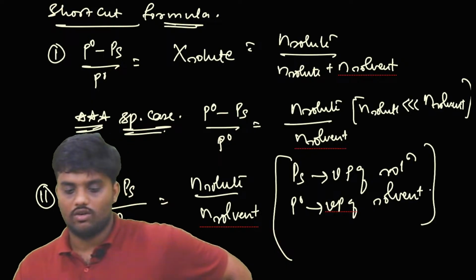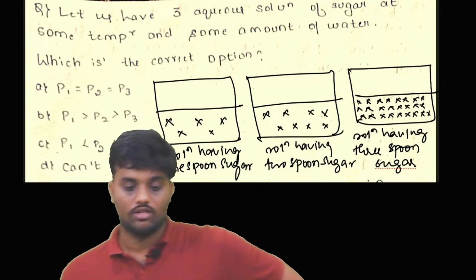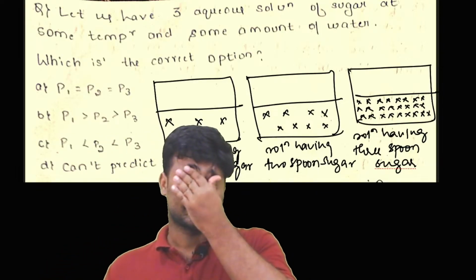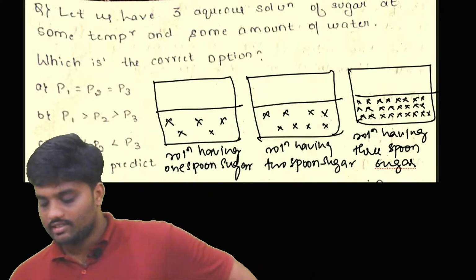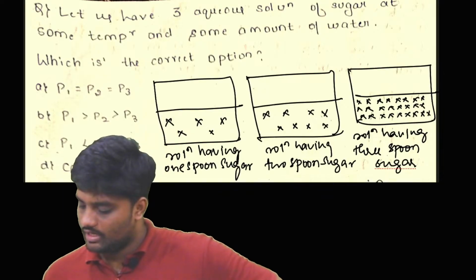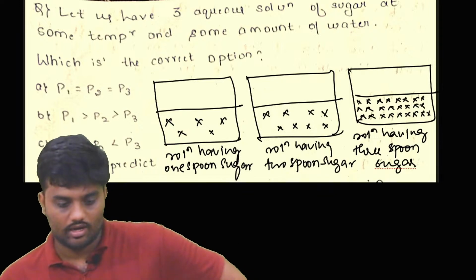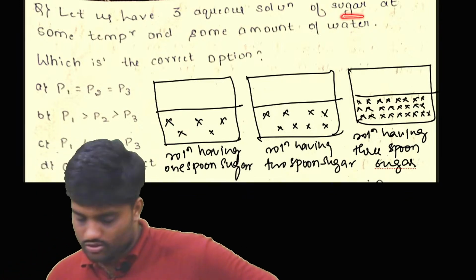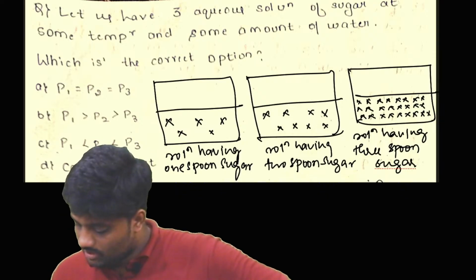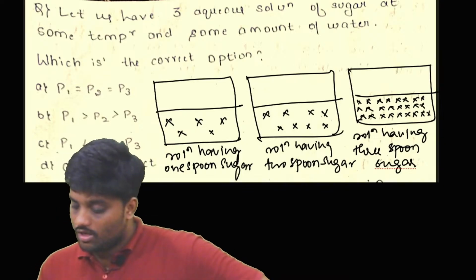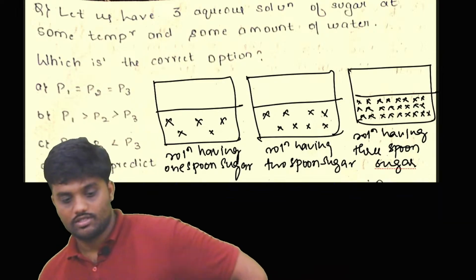Let us solve the questions now. See this question. Understood? What is the question saying? They are saying let us have three aqueous solutions of sugar plus water at the same temperature. Aqueous means water is there. There is some temperature and some amount of water. Which is the correct option?